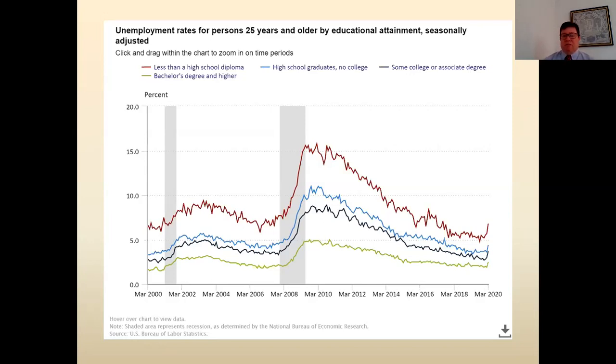Now, it doesn't necessarily mean that people are in jobs that pay a satisfactory wage. It doesn't mean that they didn't lose their job and take a pay cut. But people that do have college educations do fare better in the employment market.